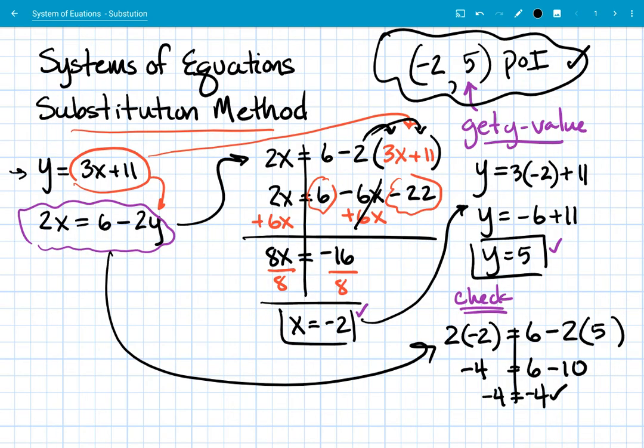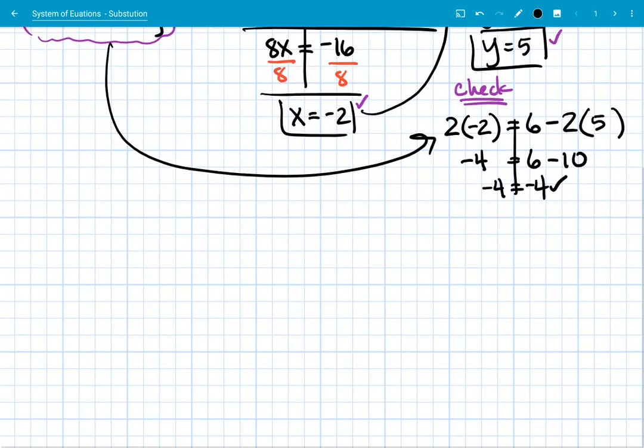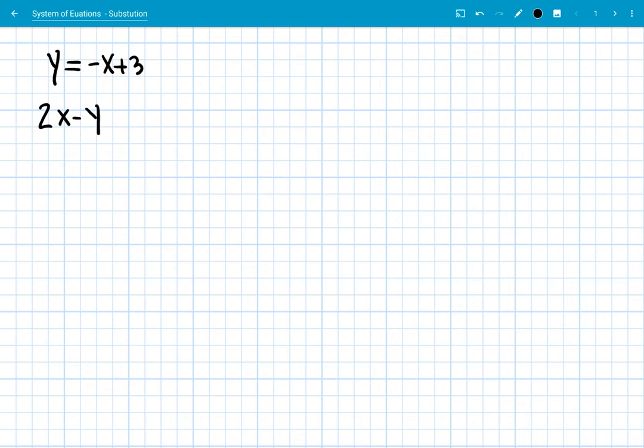All right, let's do one more really quickly, and then I will send you off to do your practice. Okay, so let's see, how about this? We'll say y equals the opposite of x plus 3 and 2x minus y equals negative 9. So substitution step. Since the y is equal to that quantity, I can substitute in for y.